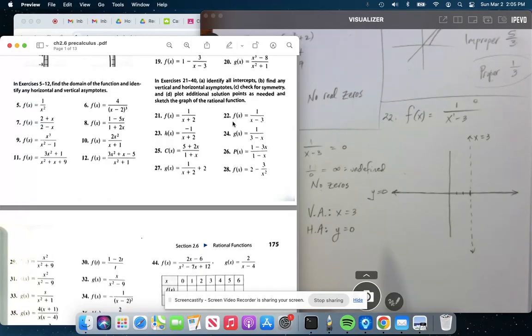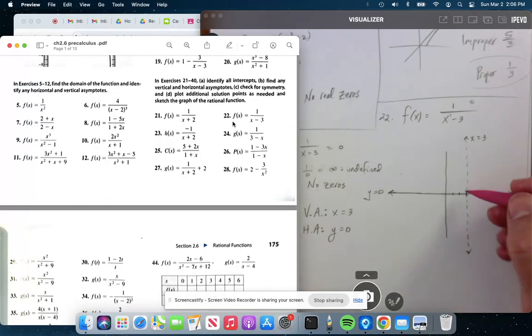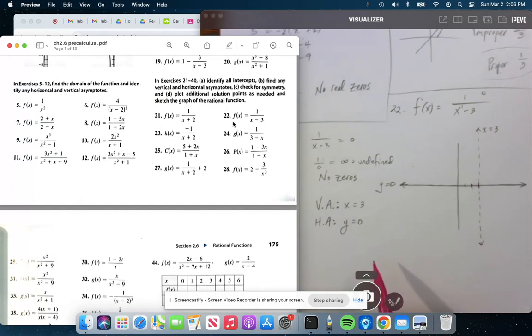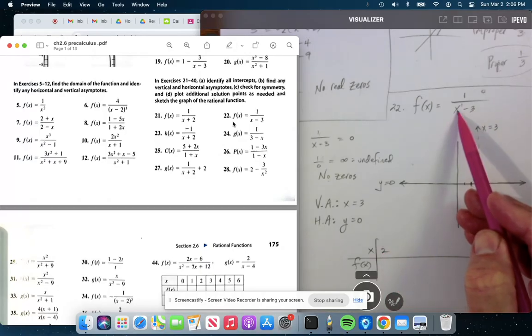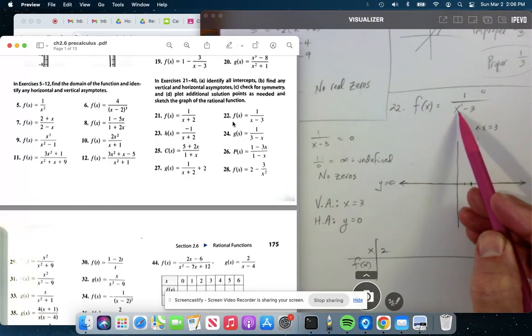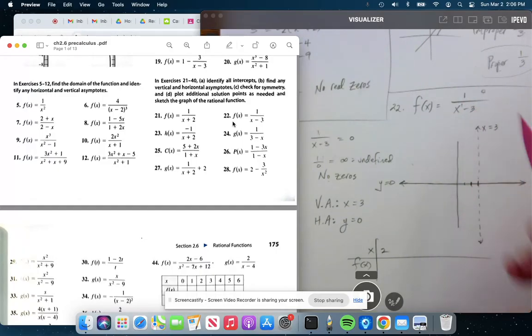Now we need some more points if I'm going to graph this thing. So let's see what's going on maybe at 2. Let's make a table down here with x and f of x. If I make x 2, then that's 2 minus 3, which is negative 1. So 1 over negative 1 is just negative 1. So I know the point (2, negative 1) is on the graph.